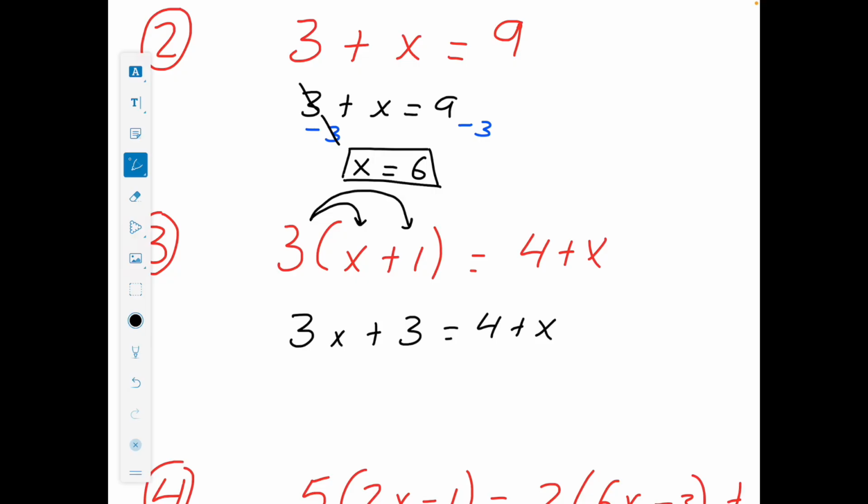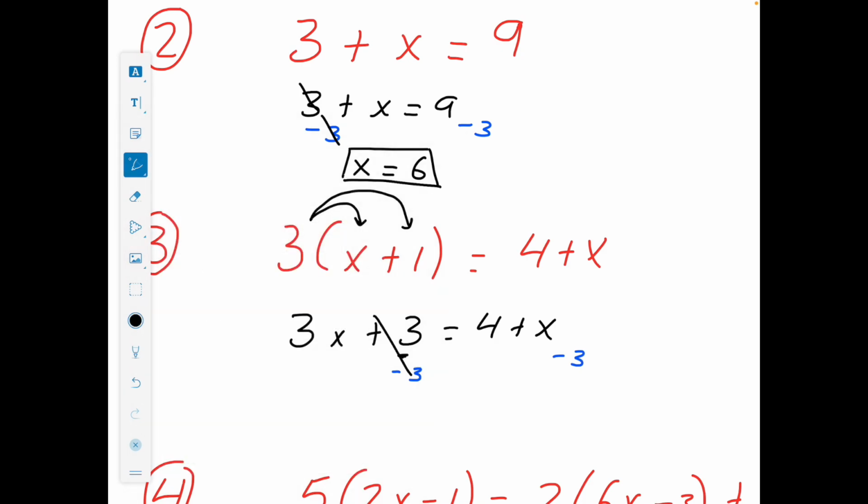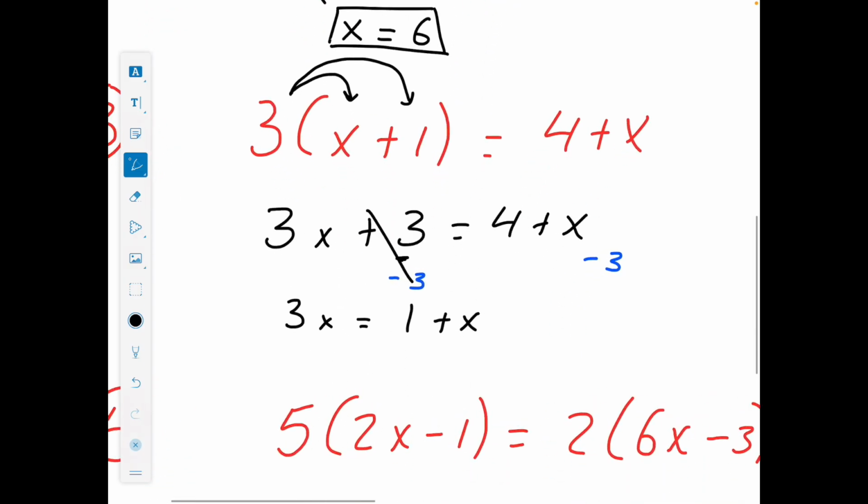Now, when I see this, again, I want all my x's on one side and all my numbers on the other side. I'm going to do this step by step. I'm going to decide that I want my x's on the left-hand side. So this 3 here is a problem. How do I get rid of that 3? I subtract 3 from both sides. So 3 minus 3 cancels out, and we're left with 3x is equal to 4 minus 3, so 4 minus 3 will give me 1 plus x. Now again, I still have a problem because I don't want any x's at this side. I need to get rid of that x. So to get rid of that x, we're going to subtract x, and we'll do the same thing to the other side.